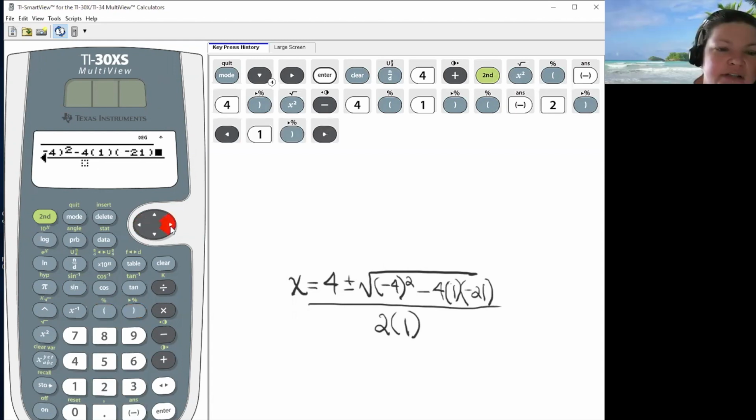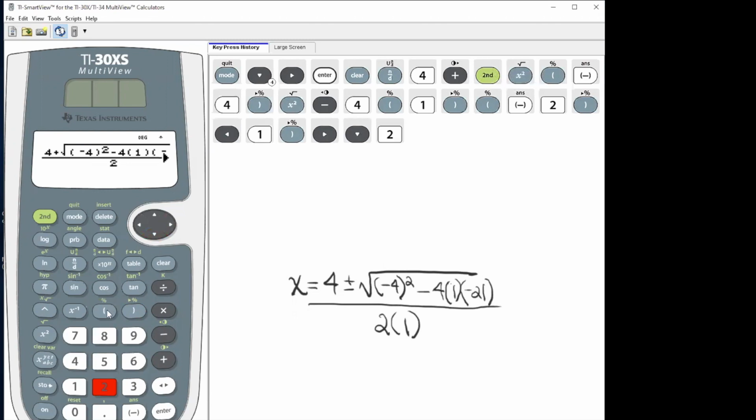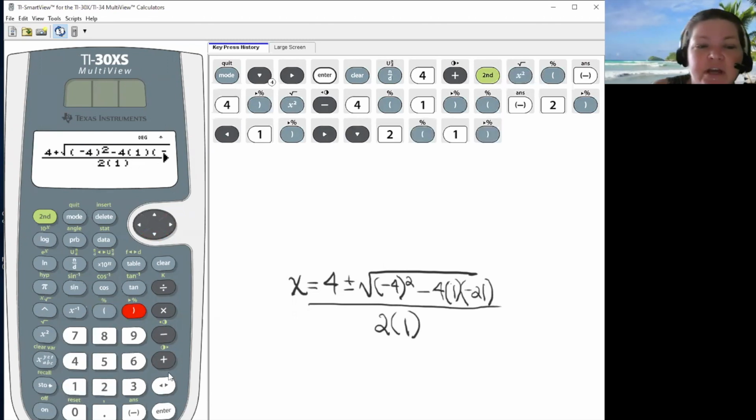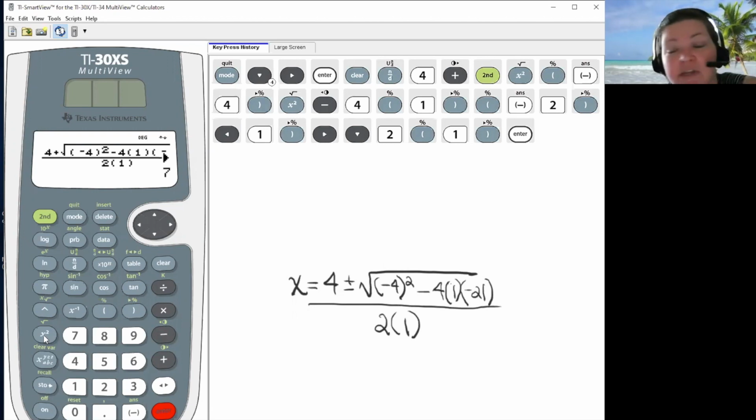Now I'm going to arrow down, and yeah, we arrow out there, and we can do the 2 times 1 down at the bottom of the fraction. So now I have everything in there, and I press enter, and we should get the answer 7. Takes a little bit to get used to this calculator, doesn't it? There is a page on the crash course that's just playing with the calculator. I highly recommend you try it.